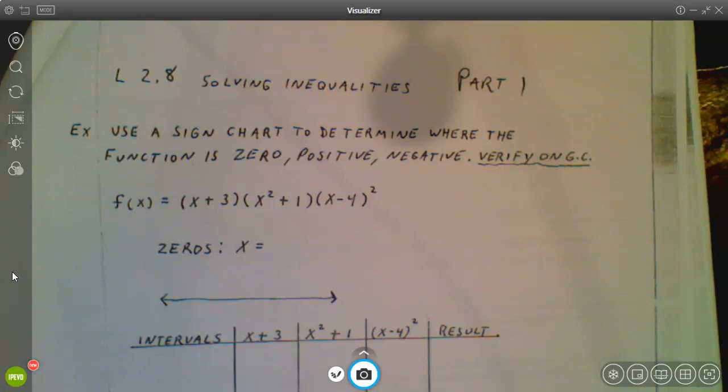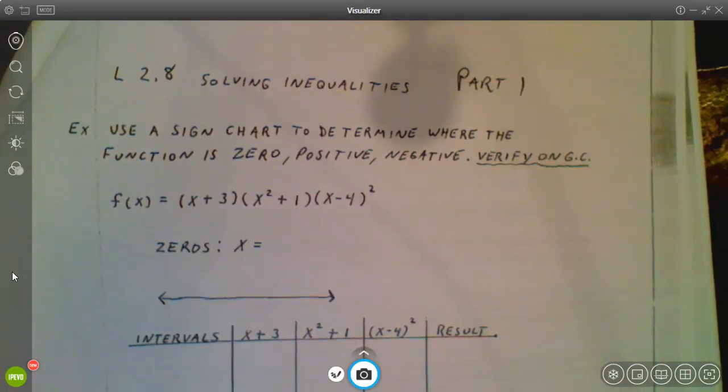Use a sign chart to determine where the function is 0, positive, negative, and then we'll verify it on a graphing calculator. So here's the idea. When you solve inequalities, you are not looking anymore for zeros or specific points as answers. You are looking for a range of answers because it's no longer something that equals x, it's something that is greater than or less than. So we're looking for whole areas of the graph to identify. All this starts with finding our super key points, which is just identifying the zeros.